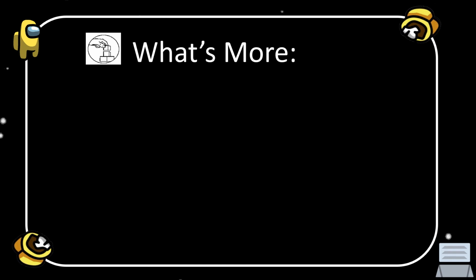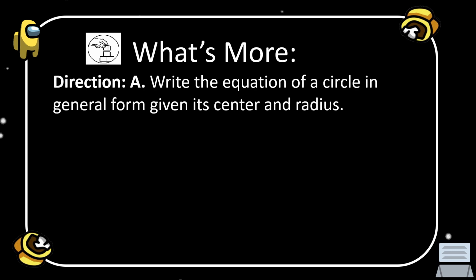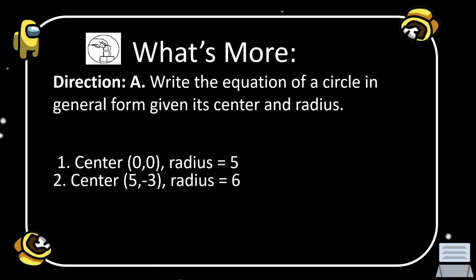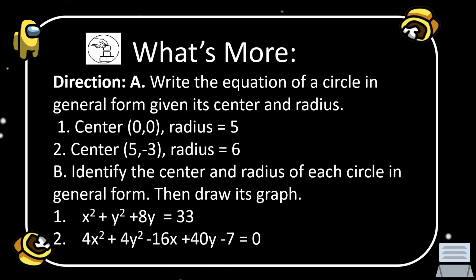Okay, so we are now in Watch More. Remember that Watch More is the exercises. So we have here, write the equation of a circle in the general form given its center and radius. You are given only two numbers. And for letter B, we have to identify the center and radius of each circle in general form, then draw each graph. You are only given two exercises.